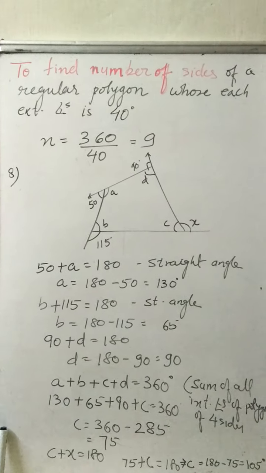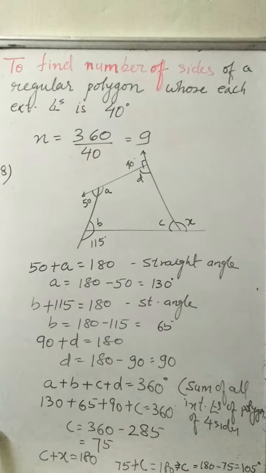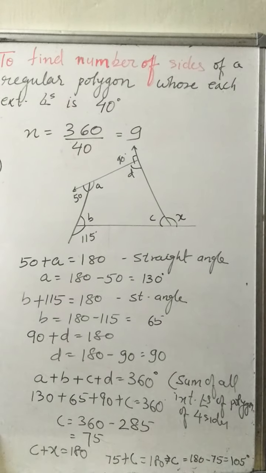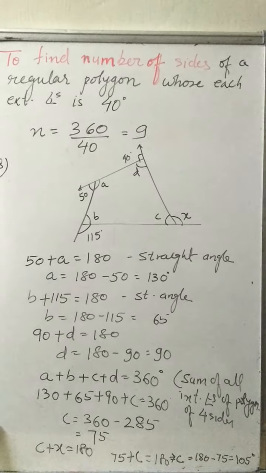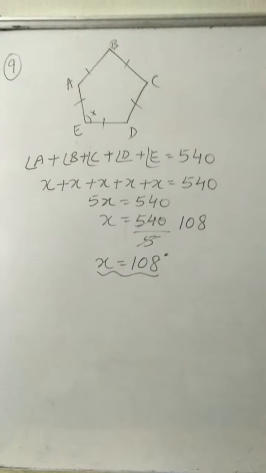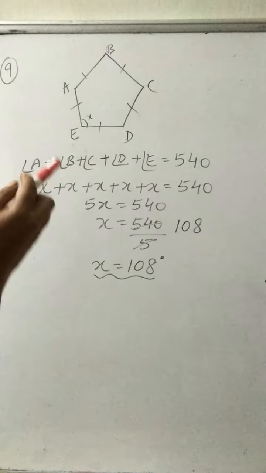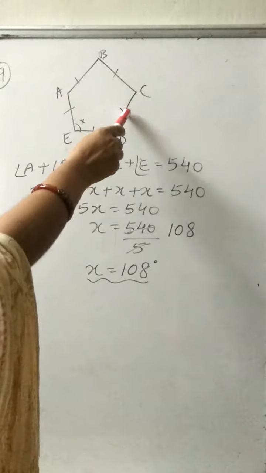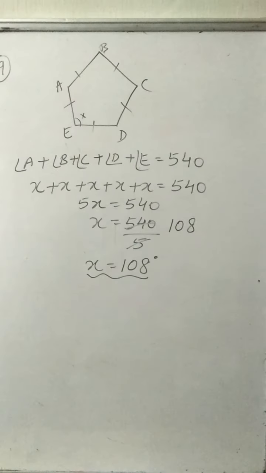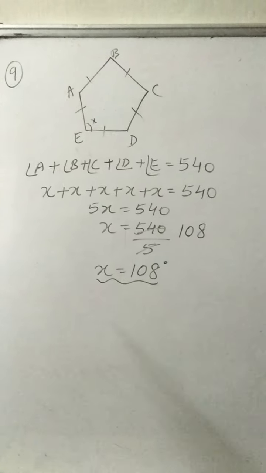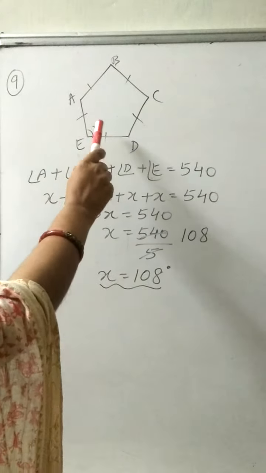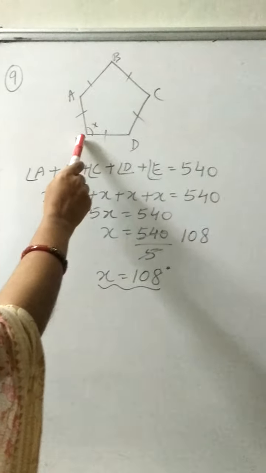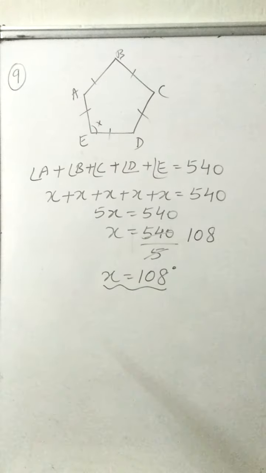Now one more question is there, question number 9. You have to find the angle measure x in the given figure, and the given figure is a regular pentagon. In the figure, you can see a dash over here, here, here, here and here. In geometry it has a specific meaning. It means that one dash is put here and one is here, so this side is equal to this side. That means AB is equal to BC, BC is equal to CD, CD is equal to DE, and DE is equal to AE or EA.